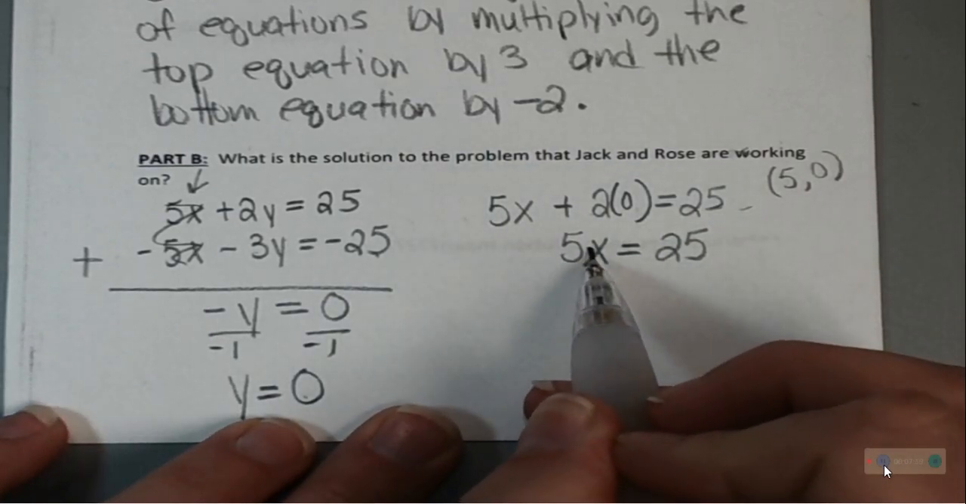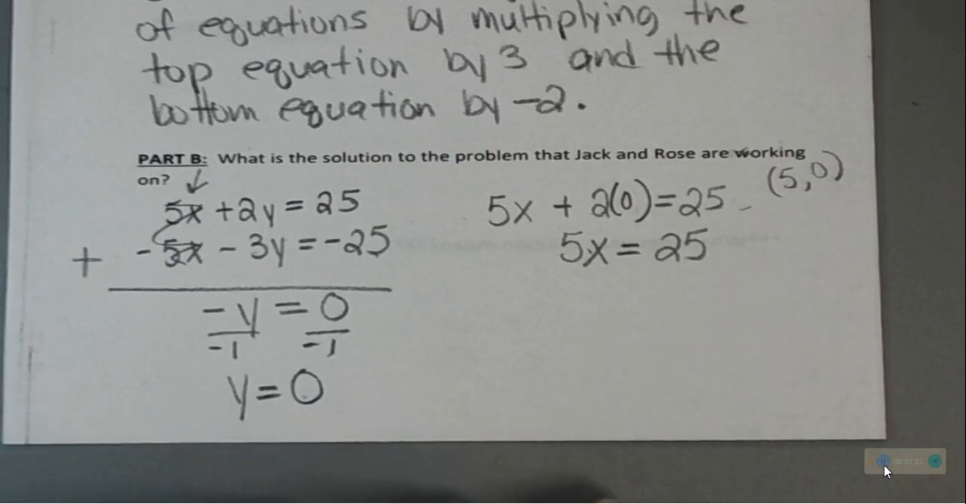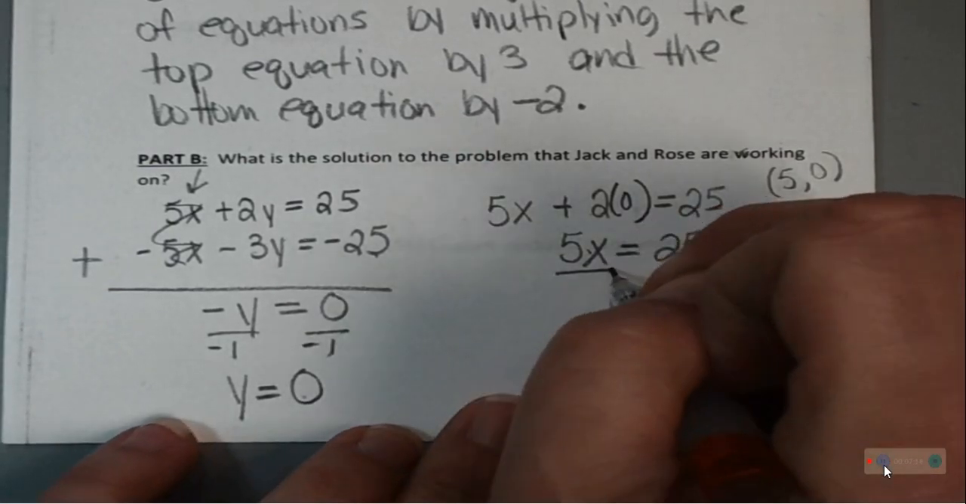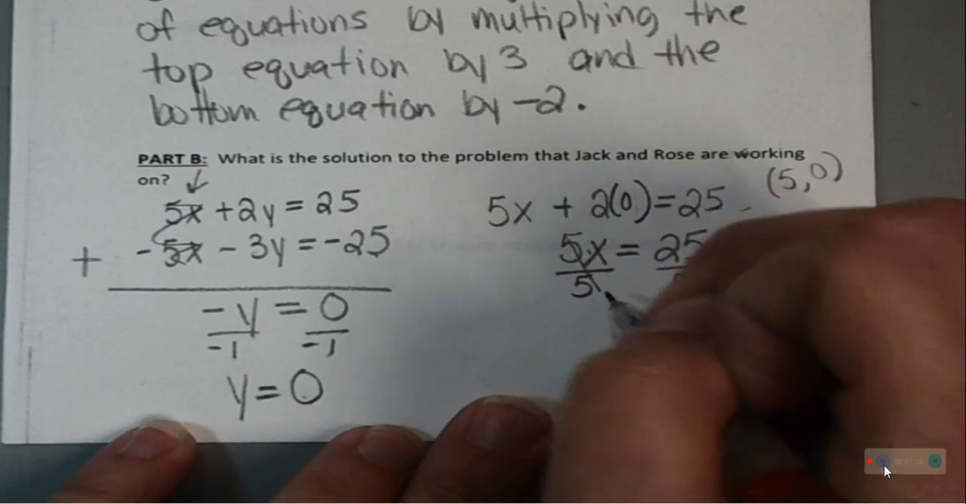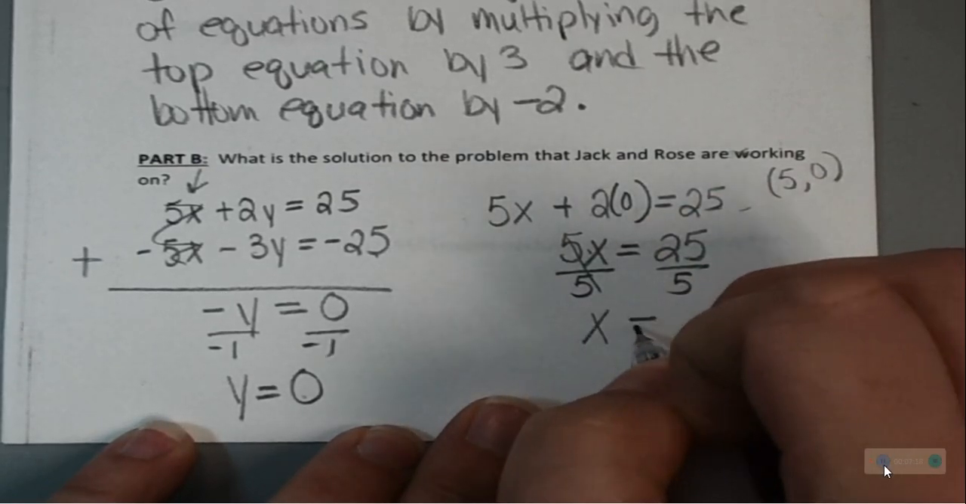This is 5 times x. What is the inverse of times 5? Divide by 5. All right? So then our x equaled 5.